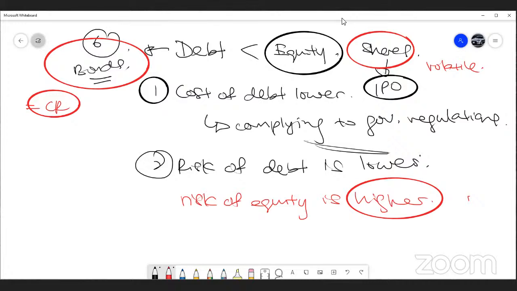That's why the risk of debt is lower. With a bond, there's no mispricing. It's fixed. Bonds do not fluctuate. So these are the two reasons why debt and not equity. Number one, the cost of debt is lower because complying with government regulation is easier. Issuing a debt, a bond, is easier than issuing shares. Number two, the risk of debt is lower because it does not fluctuate.